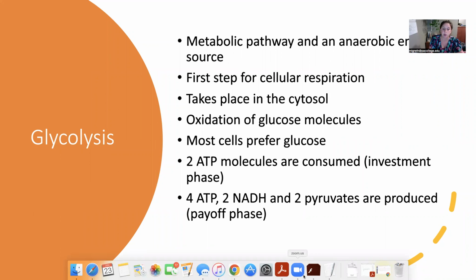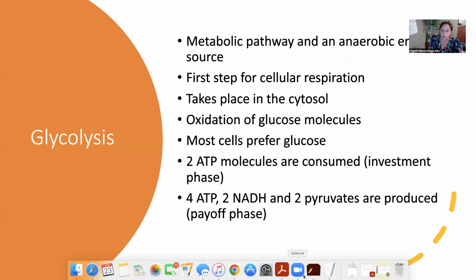So during this process, 2 ATP molecules are consumed. This is what's called the investment phase. The cell is investing these ATP molecules to be able to get to the payoff phase. In the payoff phase, this is when 4 ATP are produced, 2 NADH are produced, and 2 pyruvates are produced. And then these pyruvates are later used for other steps. We'll dive deeper into this process in the next slide.